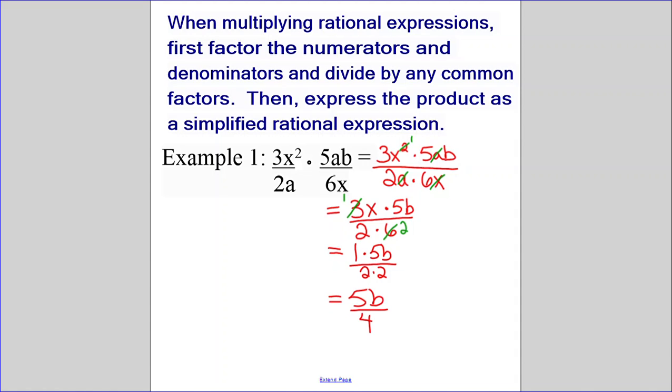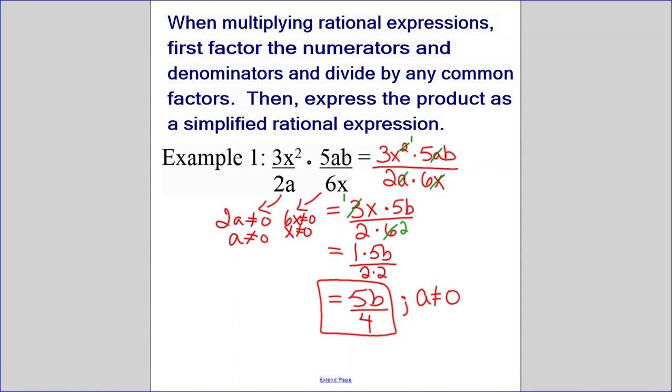Now, up until now, we haven't talked about restrictions. So let's take a look and see what we have for restrictions here. So I have my simplified answer, and I need to know my non-permissible values. So it looks like 2a can't equal 0, which means a can't equal 0, as well as I've got 6x, so 6x can't equal 0, which means x also can't be 0. So a cannot equal 0, and x cannot equal 0. So I have 2 non-permissible values here.